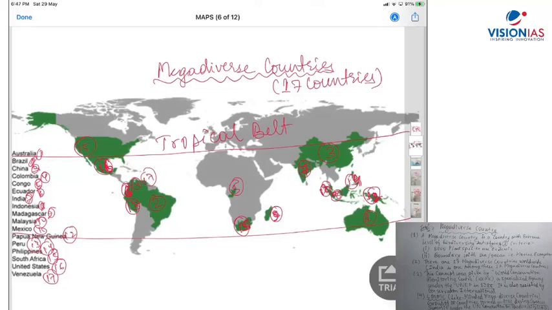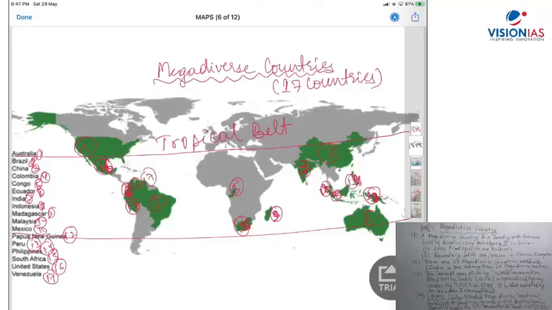If you see Europe, Europe is not rich in biodiversity. You'll find Europe and all not covered under mega diverse countries there. Right? Most of these countries lie in the tropics.